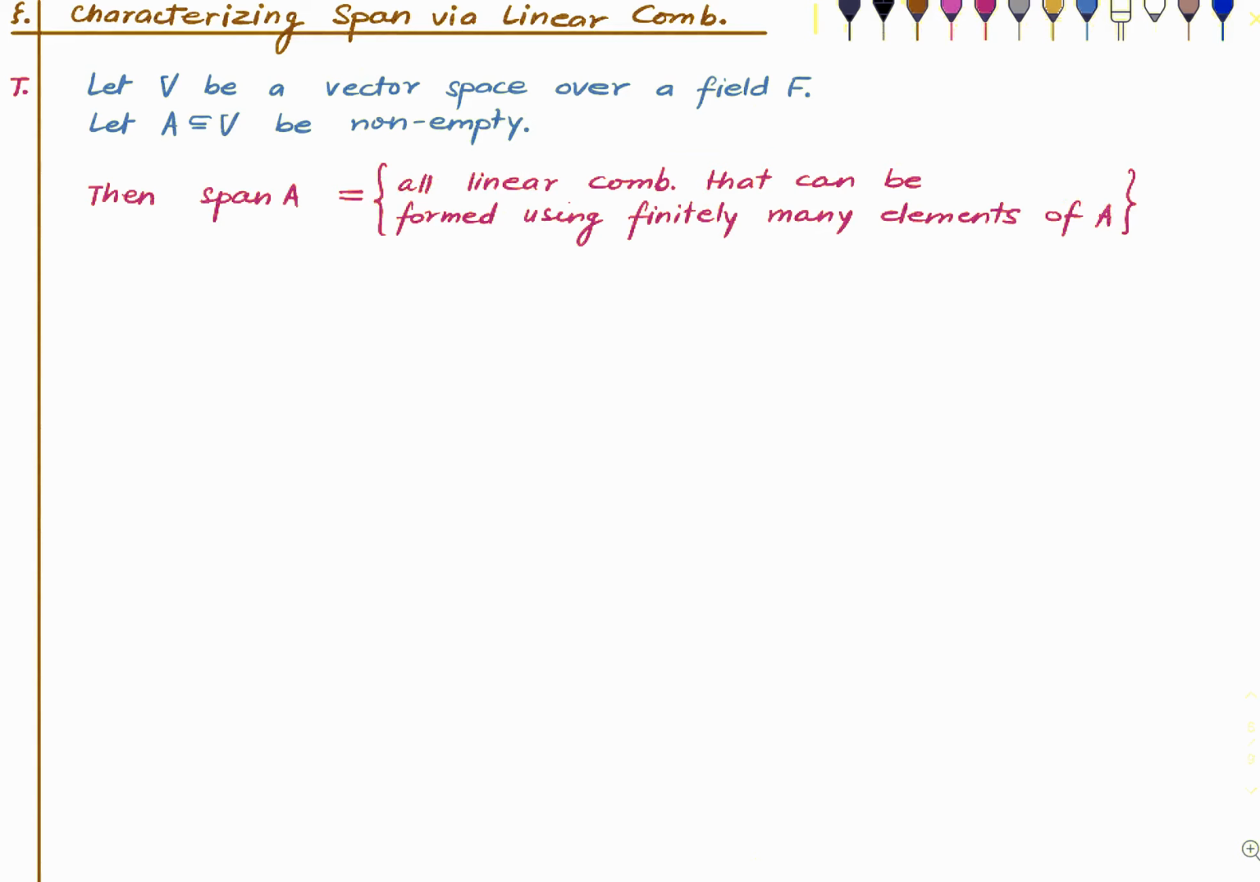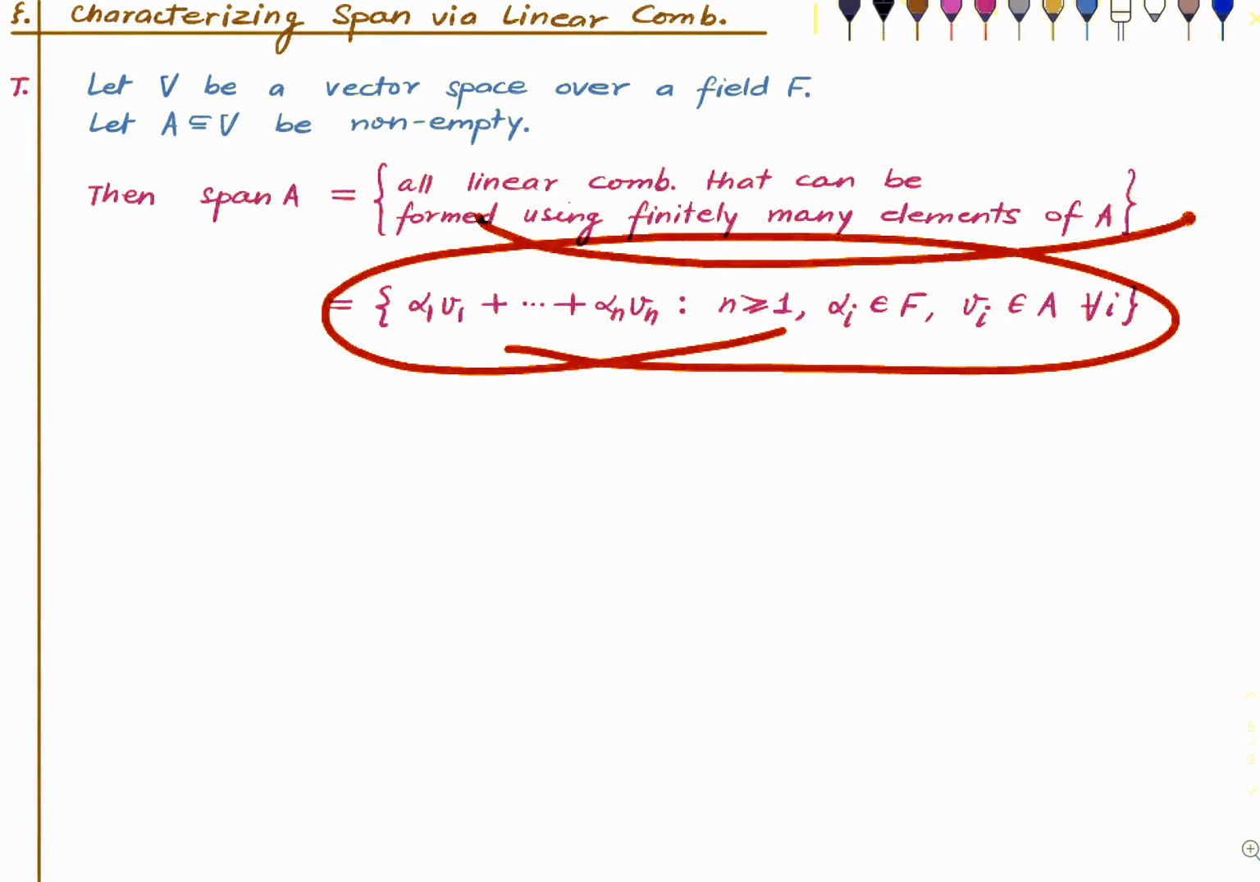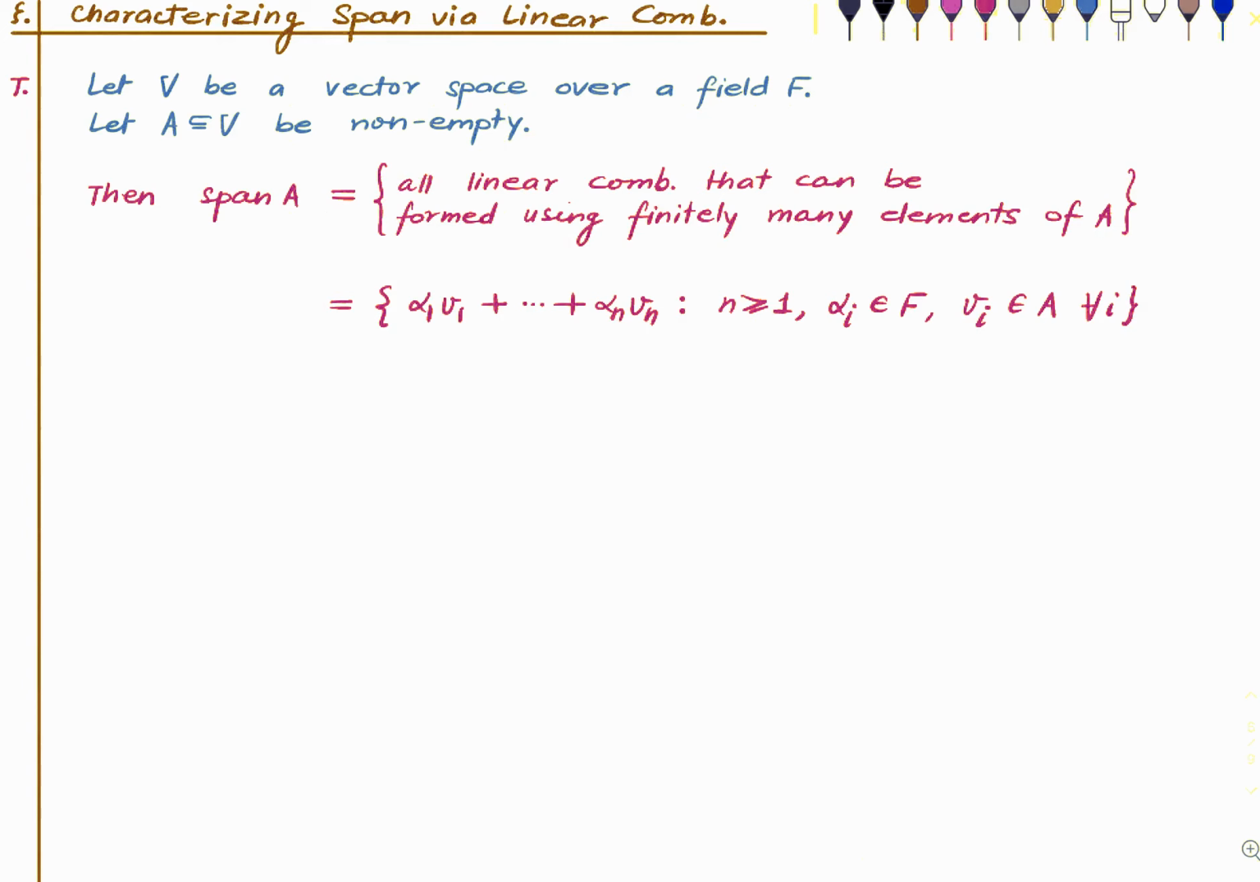So, in a more traditional manner, another way to express the same set is as follows: alpha 1 v1 plus dot dot dot alpha n vn, where n is any positive integer, each alpha i is in the base field, and each vi is in A, for all i. So this and that are the same thing. Okay, so let's prove this.